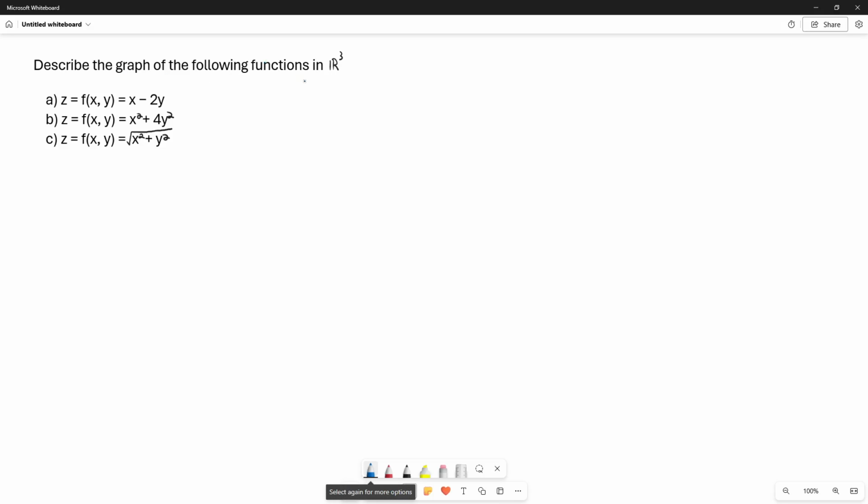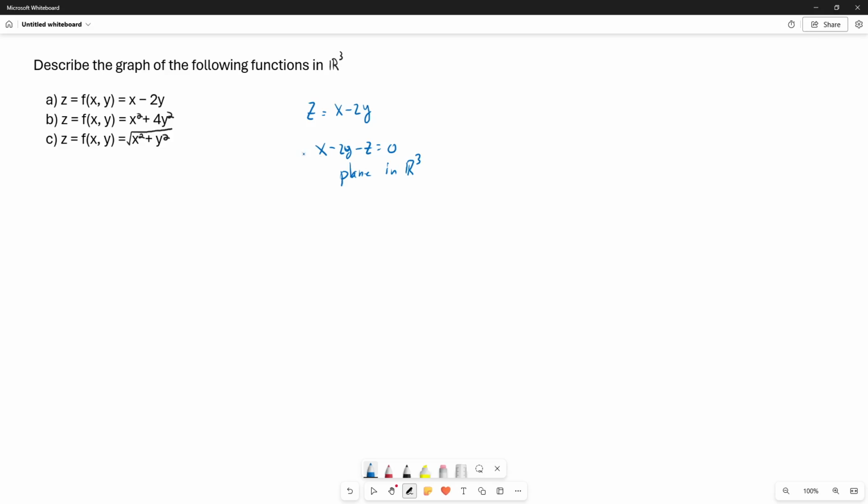Describe the graph of the following functions. Let's look at z equals x minus 2y. We can rewrite this as x minus 2y minus z is equal to 0, and this is a plane in 3 dimensions, in R3.